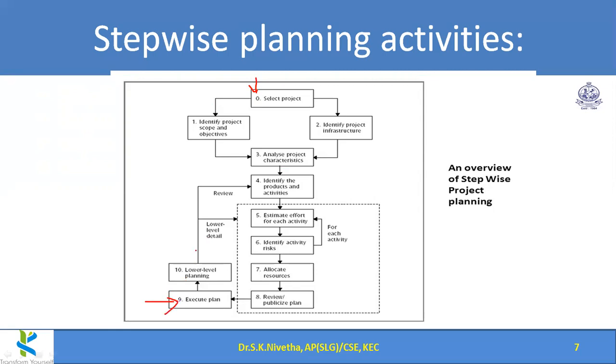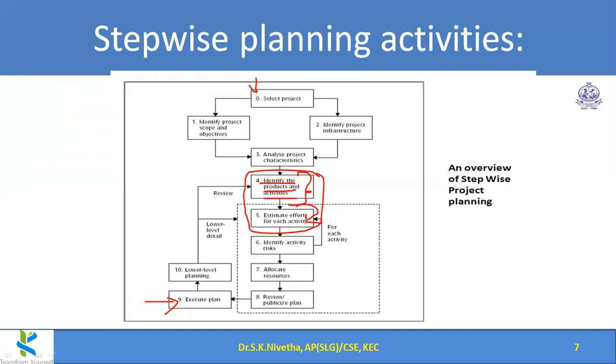Now the overall project planning, as we have seen, comprises steps 0 to 9. In that, steps 4 and 5 require planning of activities. In step 4, we are identifying the products and activities. So this part is actually detailed in this chapter. Once this has been finalized, then we can estimate effort for each activity. Previously we have seen effort estimation. That effort estimation covers this part.